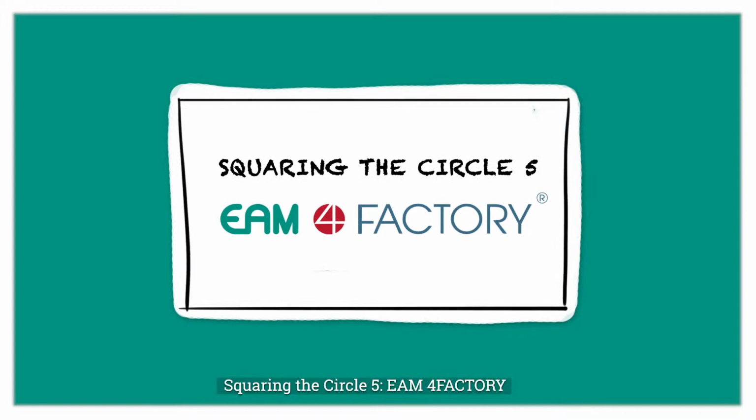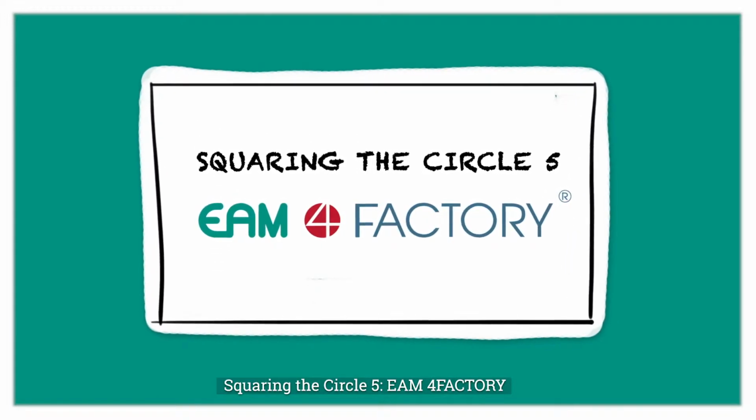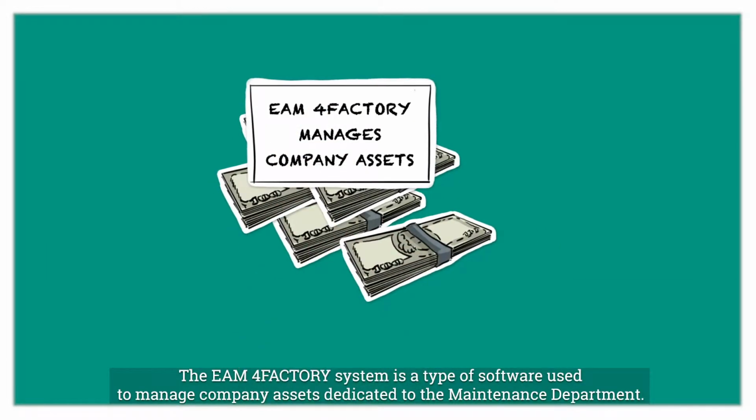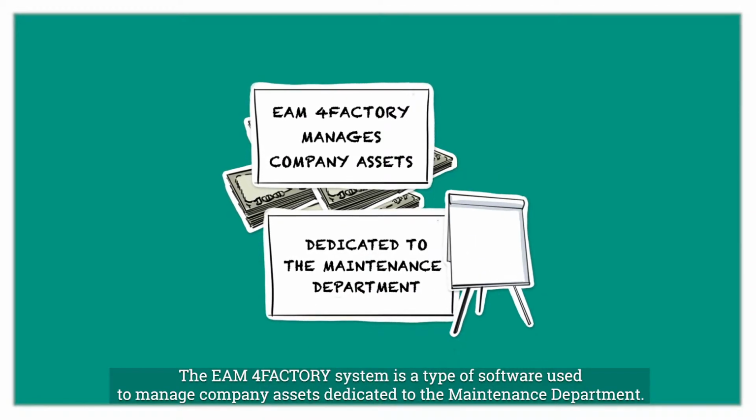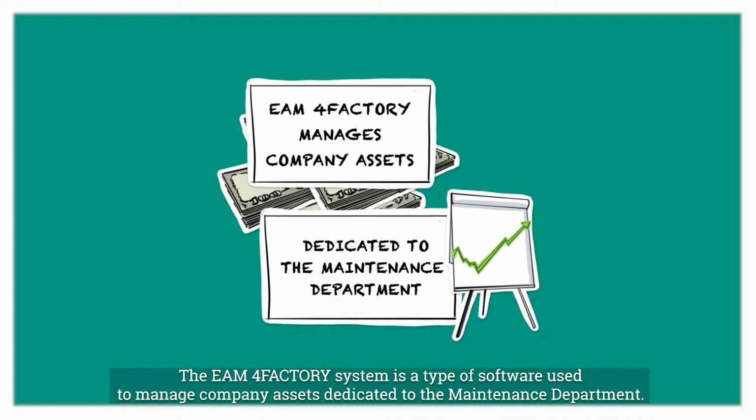The Circle 5, EAM for Factory. The EAM for Factory system is a type of software used to manage company assets dedicated to the maintenance department.